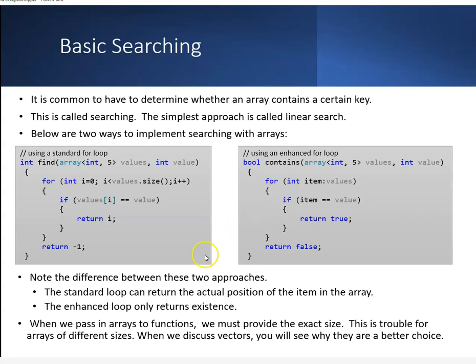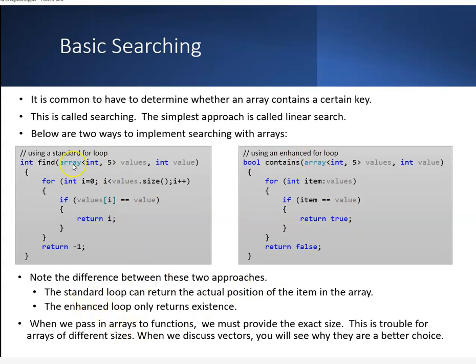So, basic searching. It's common to have to determine whether an array contains a certain key. This is called searching. The simplest approach is called linear search. So, here are two ways to implement linear search. We can use a standard for loop, find the value, and return the position. Or we can return whether we found it, true or false.